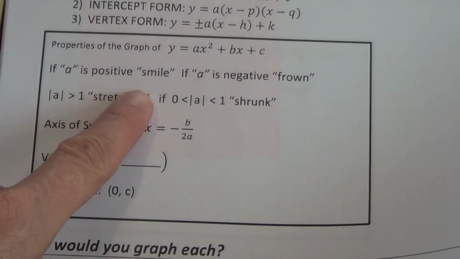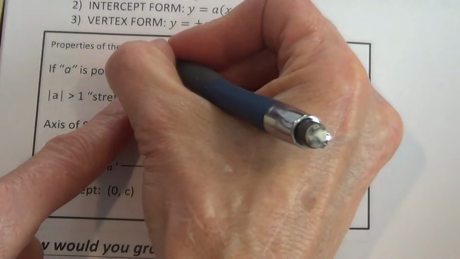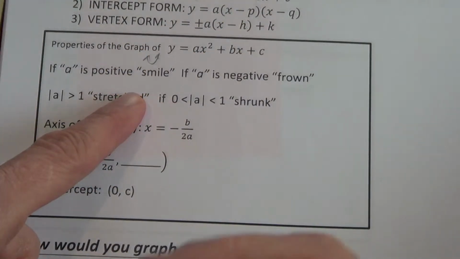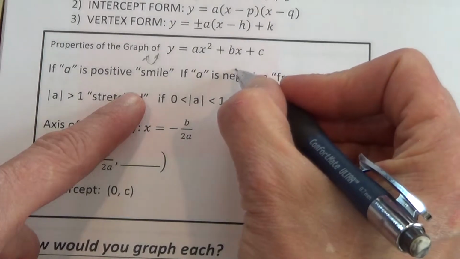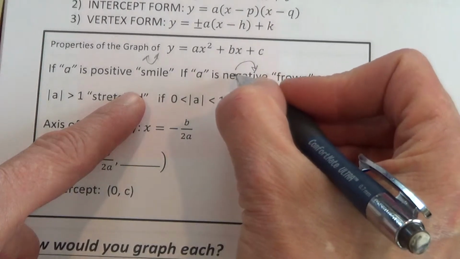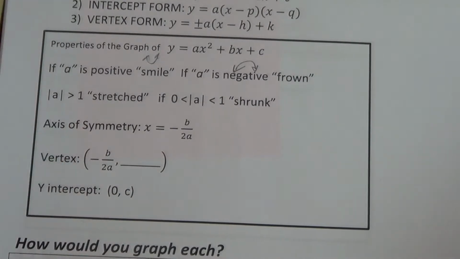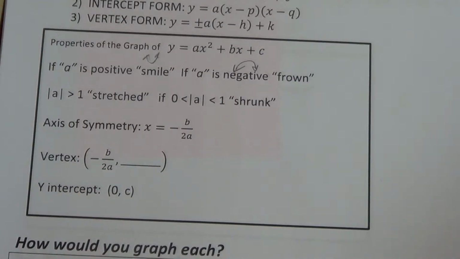The a, if it's positive, it's a smile, it's still the mini. That's your leading coefficient, just like in the other formula. And if it's negative, then it's a frown, it's down. Okay? And the a values, again, if they're greater than 1, it's going to be stretched. Less than 1, between 0 and 1 for the absolute value, then it'll be shrunk.